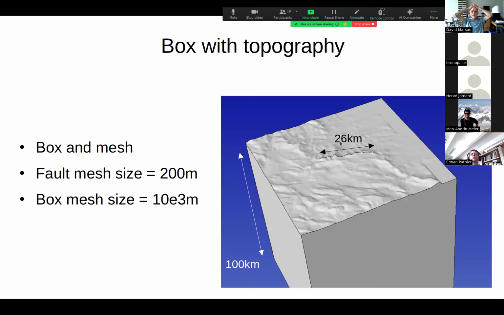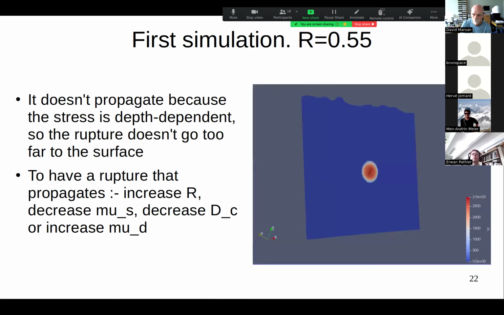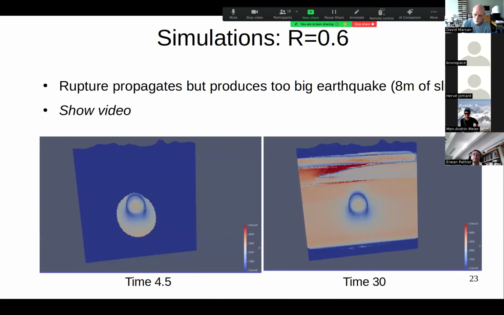So for the topography, it's the same box with the same fold, but we add the topography. The first simulation was with an R of 0.55, and the rupture does not propagate because the stress is height dependent, so the rupture doesn't go too far to the surface. So we increased the R to get a rupture, and we got an R of 0.6.